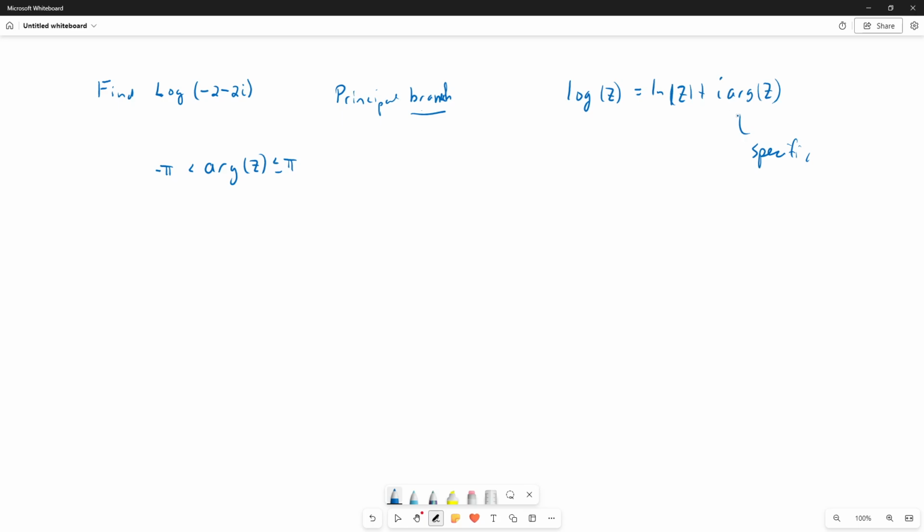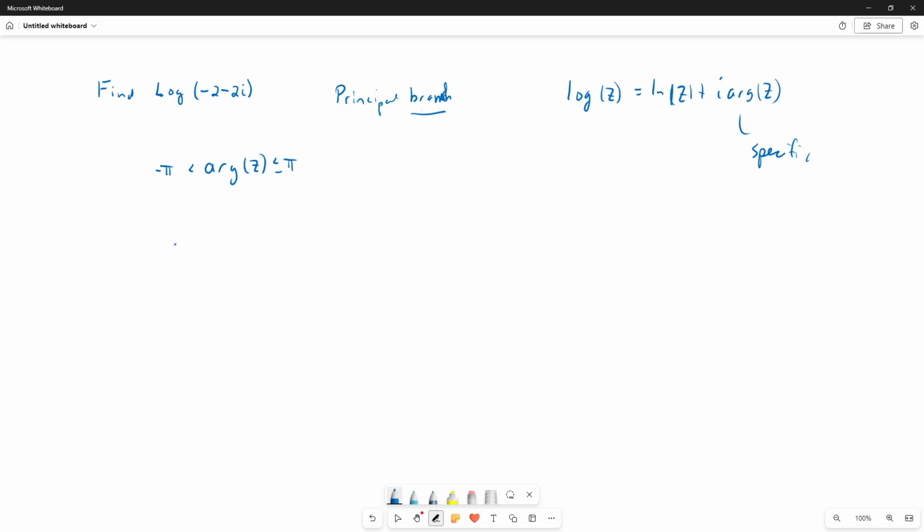So there's infinitely many arguments to the complex number negative 2 minus 2i. Exactly one of them will be in this interval, and that's the one that we will use when we say we're doing the principal branch of the logarithm.